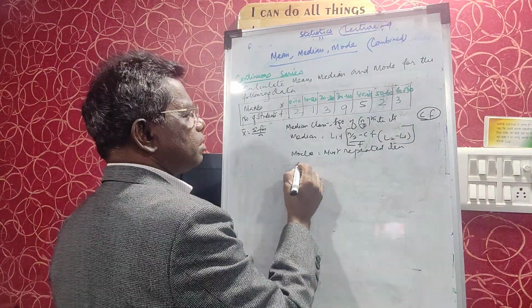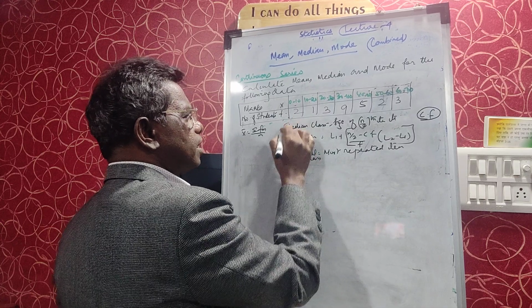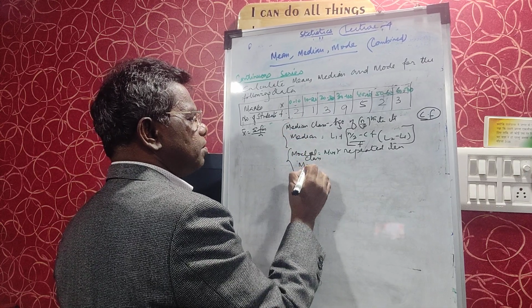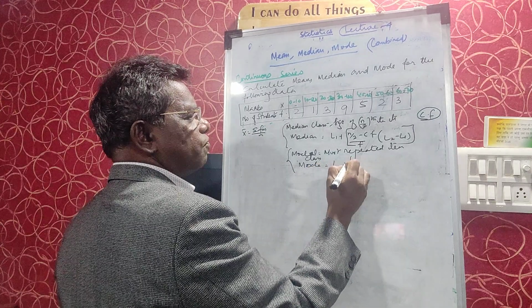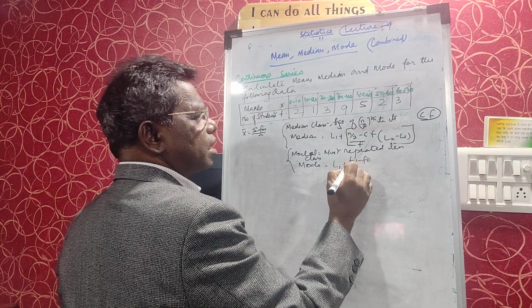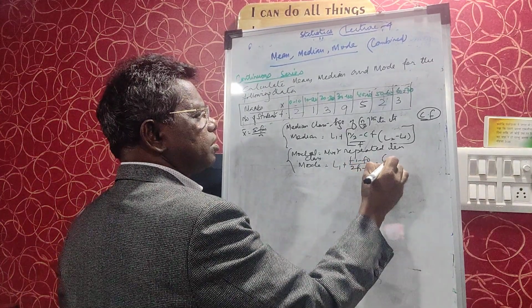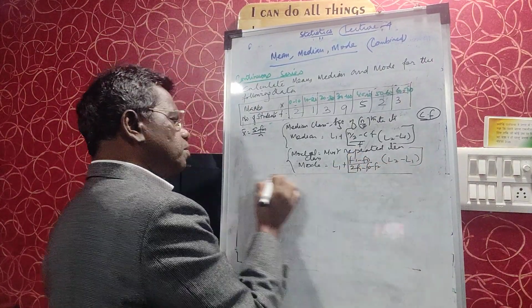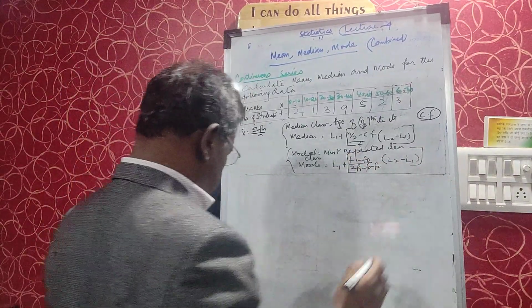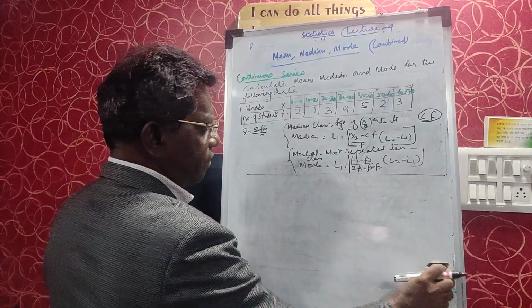And then we got that is the modal class. Then mode is equal to, see here, median is 2 steps, mode also 2 steps: L1 plus (F1 minus F0) upon (2F1 minus F0 minus F2) into (L2 minus L1). So this is the modal formula. If this formula is ready with us, we can solve the problem very easily.